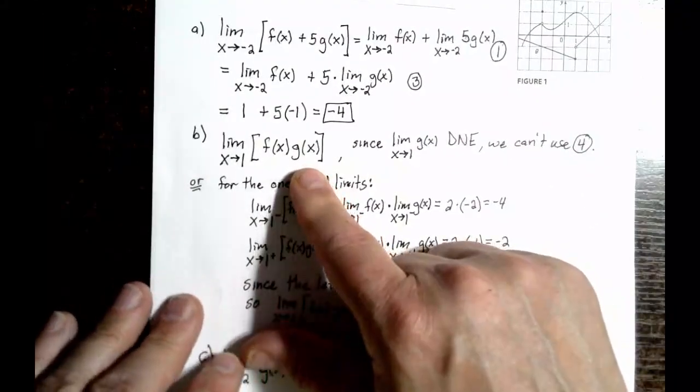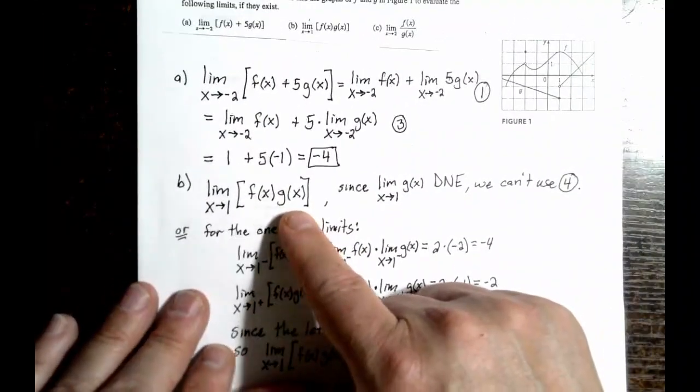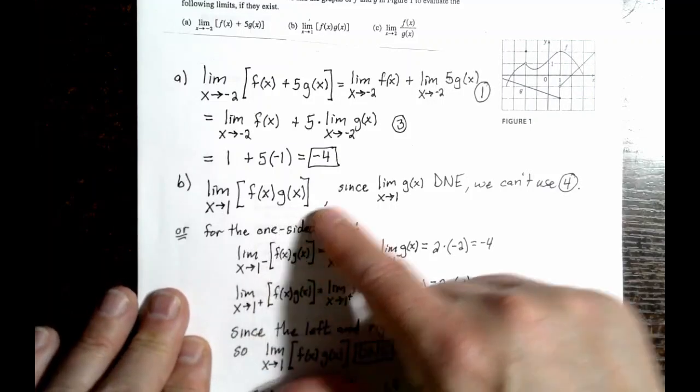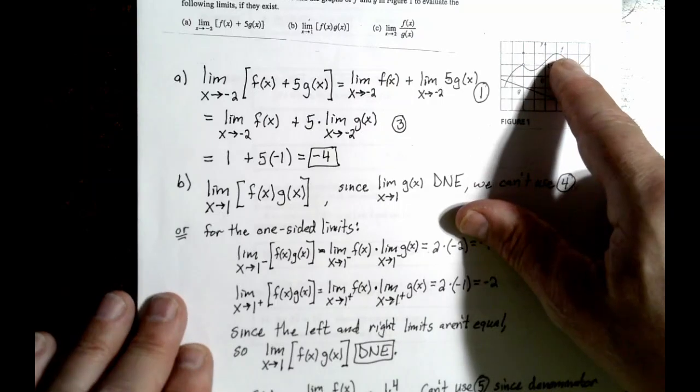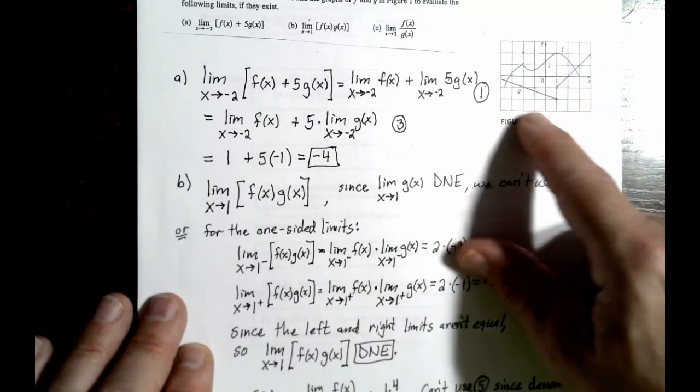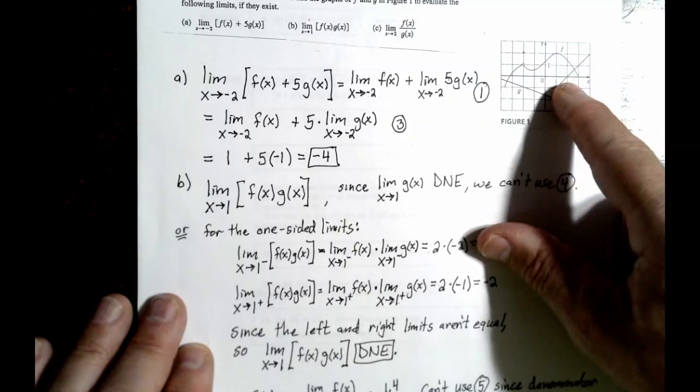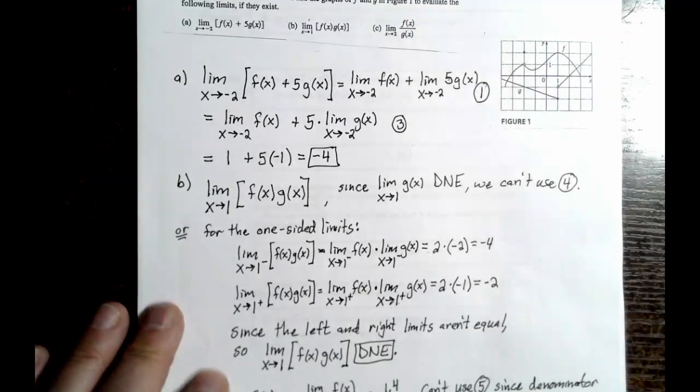Now this one, the limit of f times g, you can't calculate the way it is, because if you look at the limit at 1, f exists and is defined at 2. G does not exist. If you come at it from the two different directions, you get two different values.